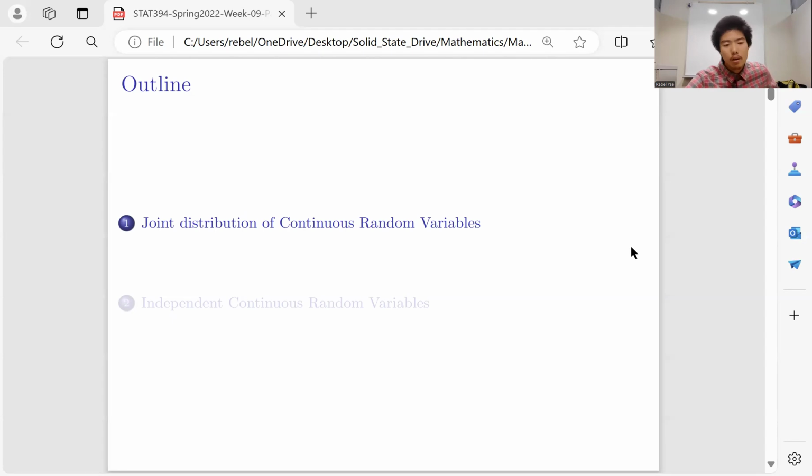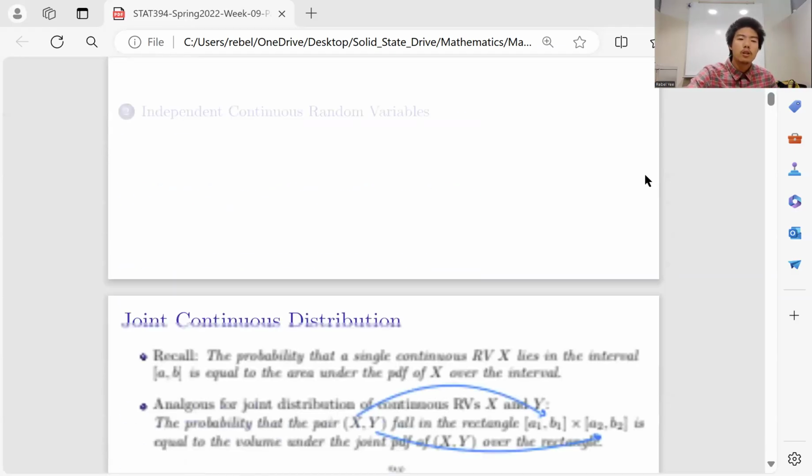We'll also briefly talk about some examples of how to use independence, how to calculate expected values, and how to do the sum of two joint distributions together. That will be our main goal today.